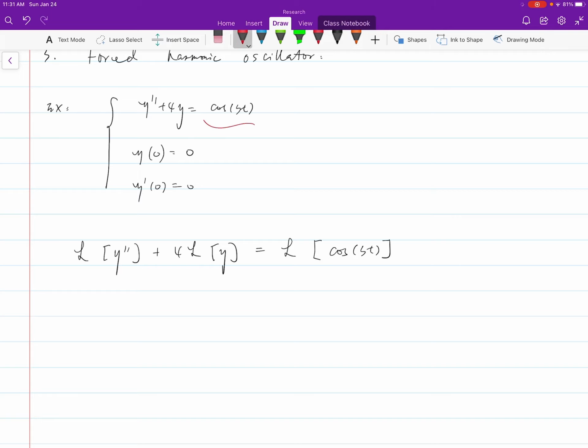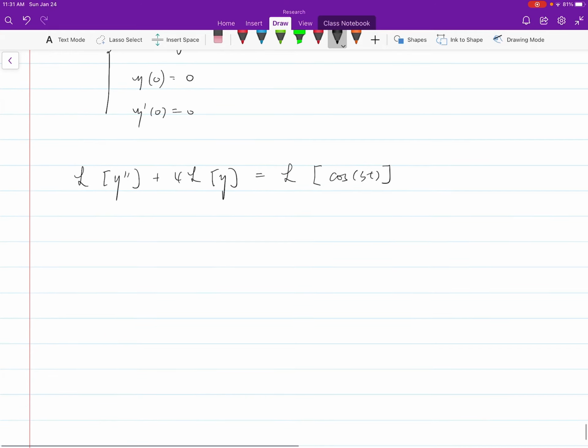Actually, you can do it as long as you know how to do the Laplace transform of the right-hand side. So far, we can do exponential, we can do sine, cosine, and we can do the delayed Heaviside function. Okay.